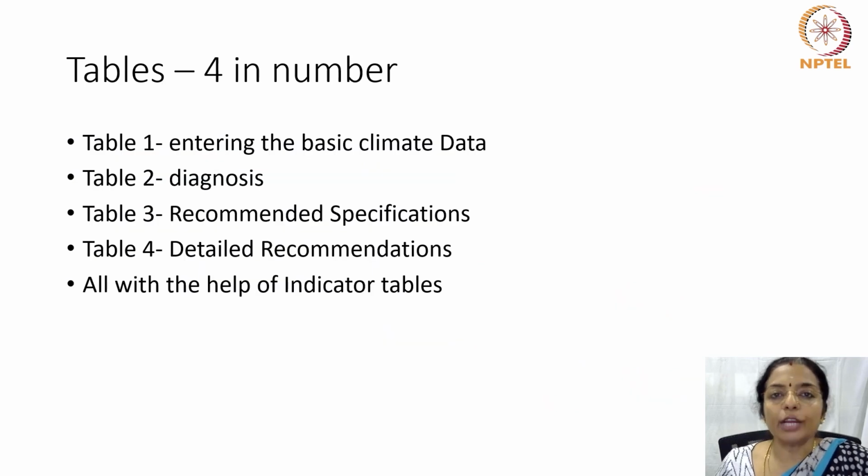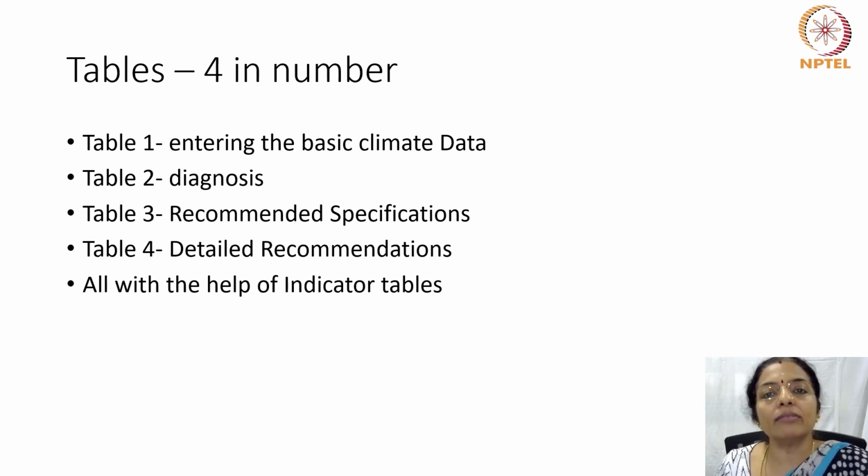There are basically 4 tables. The first table pertains to entering the basic climate data. What basic climate data? That is something I have already told you in the previous slide. The maximum, minimum and mean temperature, humidity, wind data, etc. Table 2 pertains to diagnosis. Table 3 gives us recommended specifications, while table 4 gives us detailed recommendations.